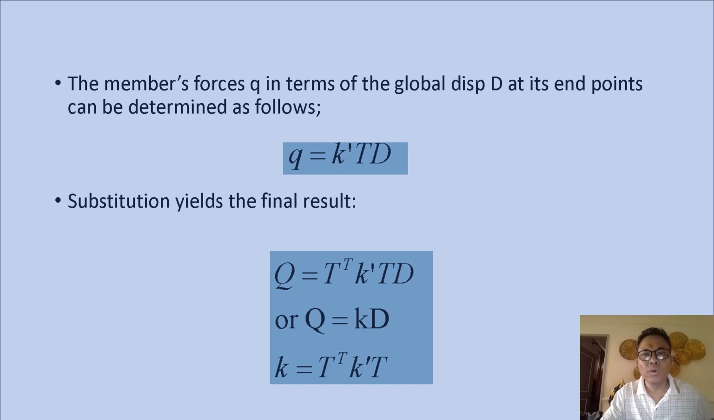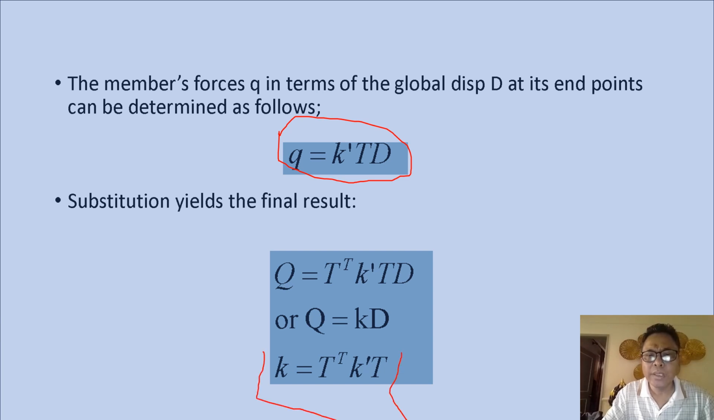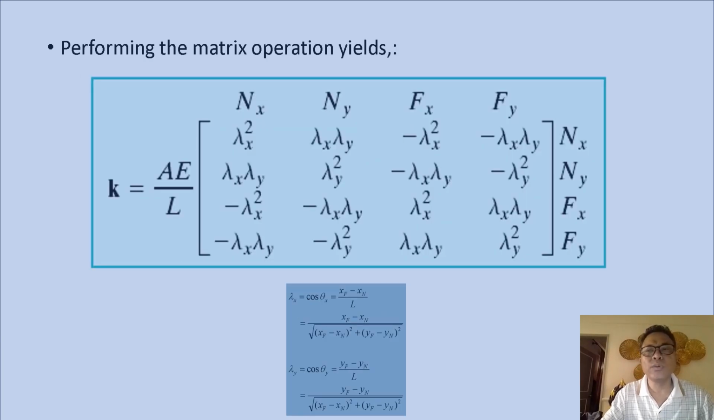This is the expression that shows how to compute the member forces by using the local member force expression. And you can also compute the global member stiffness matrix, which is by multiplying the transpose of the transformation matrix by the local stiffness matrix and then by the transformation matrix. The final expression is given by this, where you multiply EA over L by this whole term with lambda x and lambda y, each of which is defined by the expression given below.